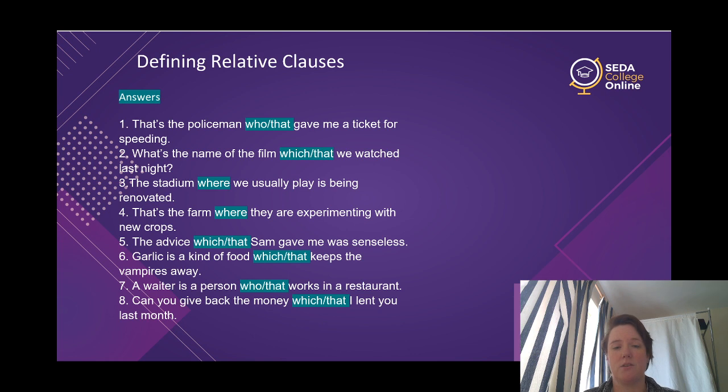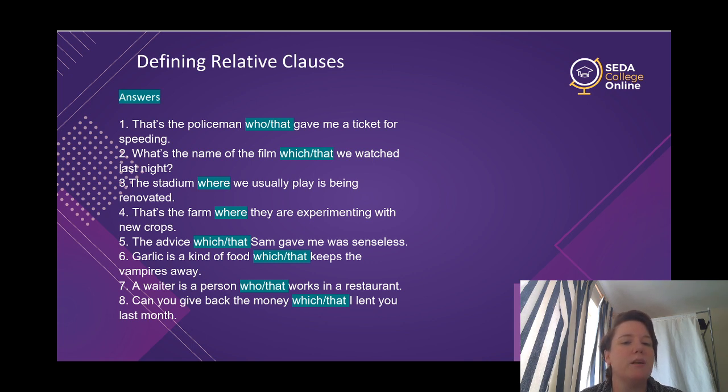Okay, so answers. That's the policeman who or that gave me a ticket for speeding. So for policeman you can use who or that. Okay, so you're giving the information. I mean, you could also say that's the policeman. That policeman gave me a ticket for speeding. But yeah, you're giving me more information.